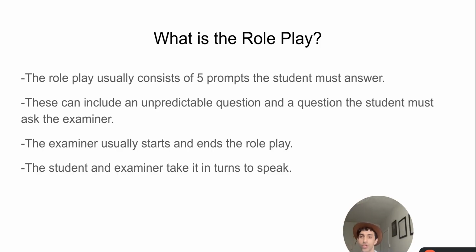Okay, the role play usually consists of 5 prompts that the student must answer. There can be a bit of variation in this from exam board to exam board, so make sure that the information you have is as accurate as possible for your exam board. These can include an unpredictable question. So that means a question that the student is asked by the examiner, which they cannot necessarily prepare for because they don't know exactly what that question is going to be. Something that's unpredictable or not scripted or written on the role play card for the candidate.